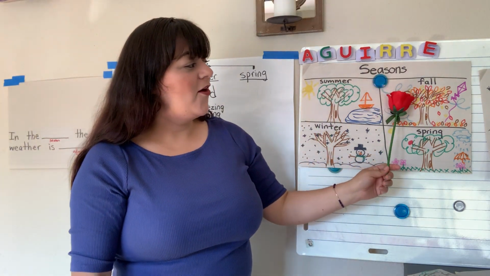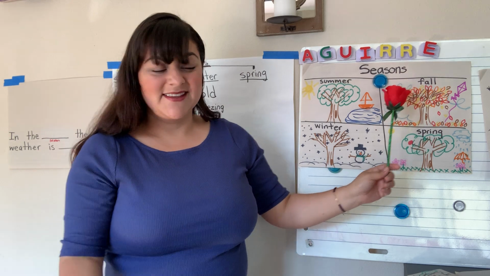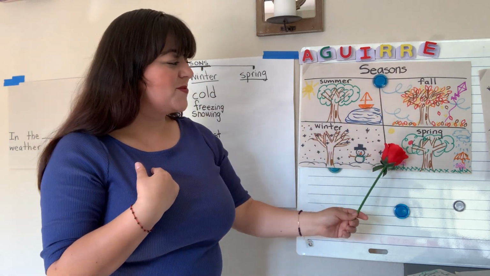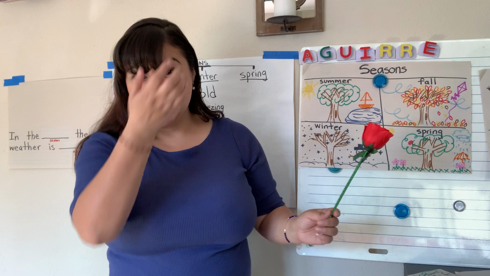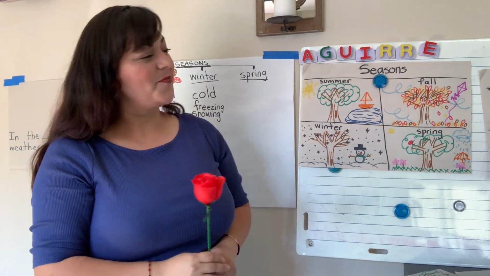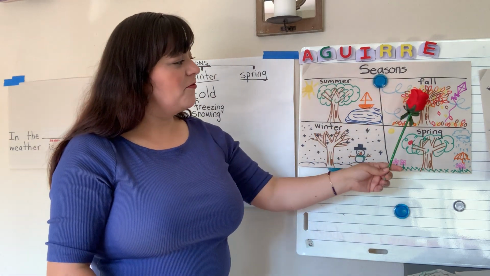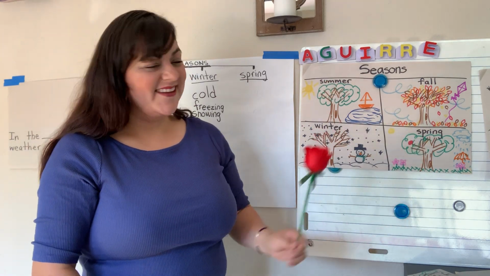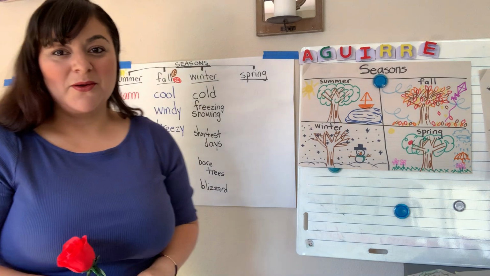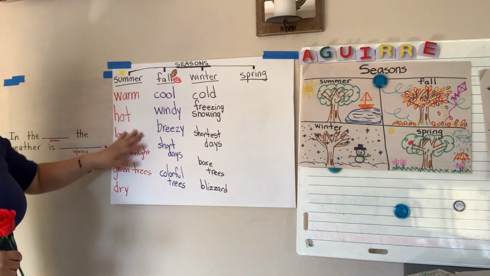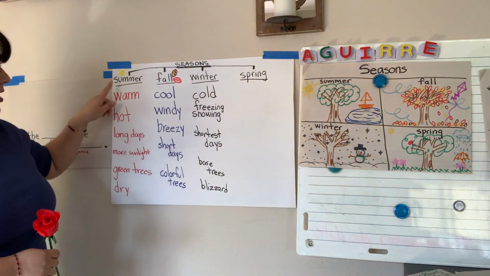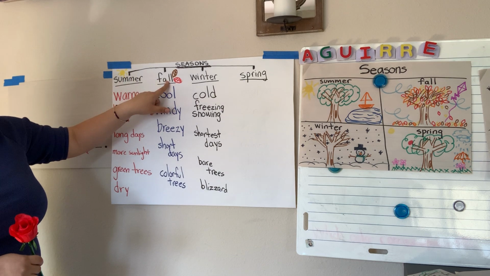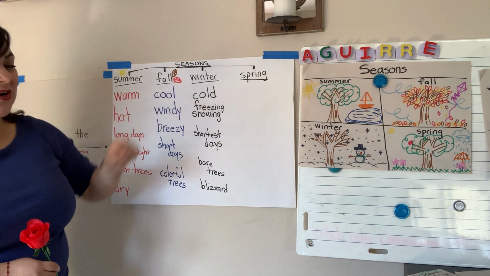Summer, fall, winter, spring. Okay, now we can do it all together. Summer, fall, winter, spring. Now, we had written down a lot of adjectives to describe summer, fall, and winter.